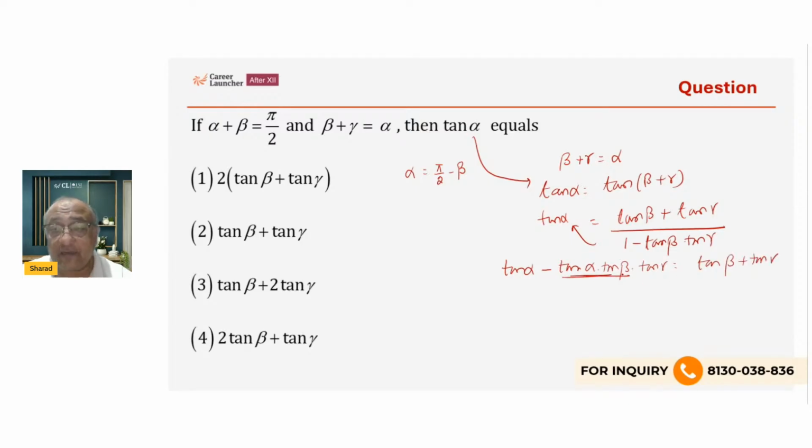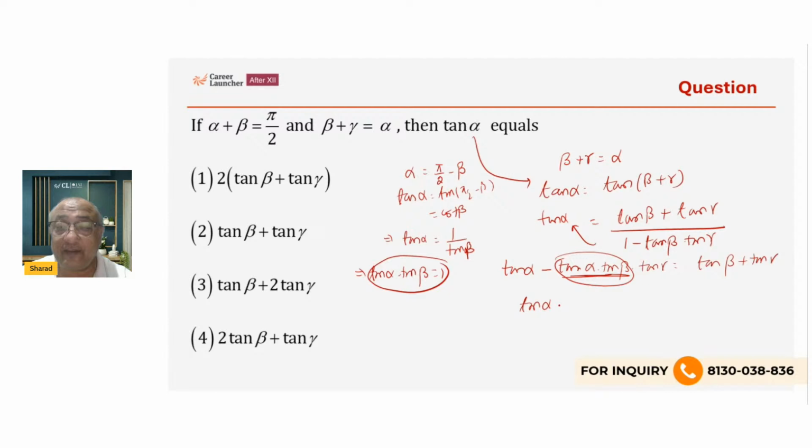What about this tan alpha into tan beta? Let's compute here. Tan alpha is equal to tan(pi by 2 minus beta). What does it mean? This is equal to cot beta. That means tan alpha is equal to 1 by tan beta. So this means that tan alpha into tan beta will be equal to 1. This entire value is equal to 1.